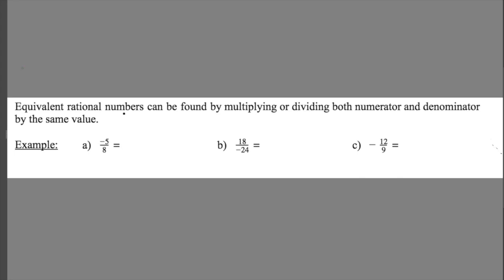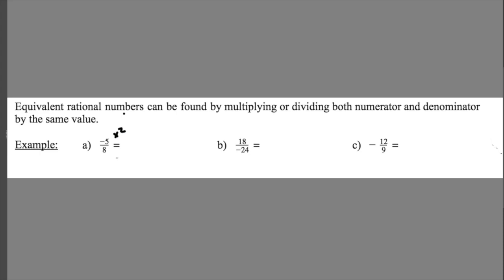Hello, I'm going to be going over the examples for rational numbers. Equivalent rational numbers can be found by multiplying or dividing both numerator and denominator by the same value. So we're just going to make an equivalent rational number from here. Let's say we just multiply this by 2. So we're going to multiply -5 here by 2, so just times 2.